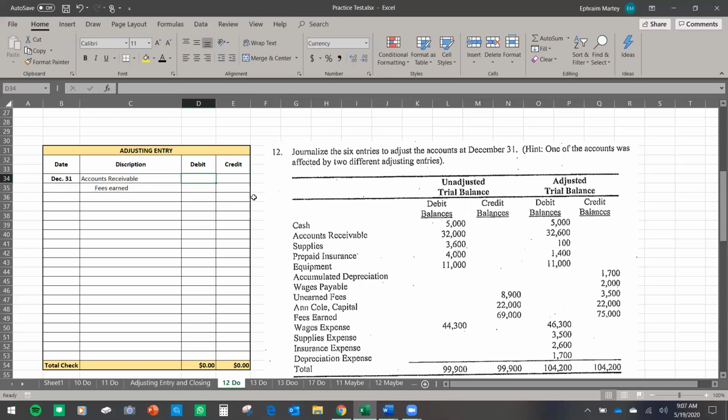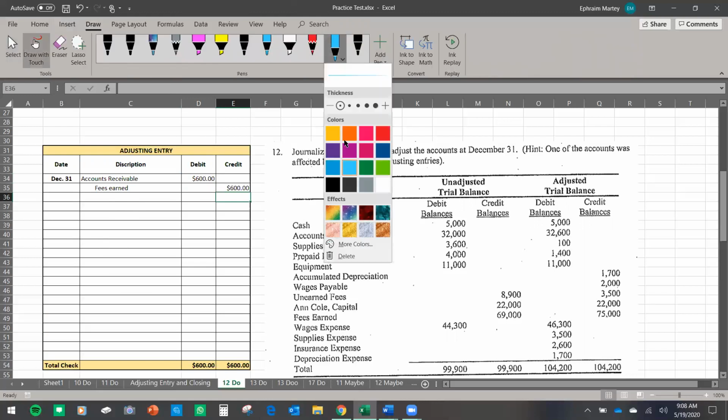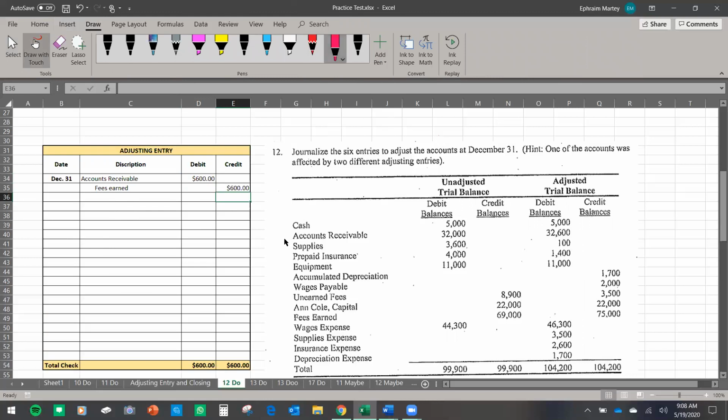Okay, accounts receivable. What's the difference? It is 32,600, but we used to have 3,200. So that means the adjustment should be 600. It increased by 600 to get us to 32,600, and we reference the same with revenue, and we got that. Okay, so now we know we are done with accounts receivable. Now let's go to supplies.